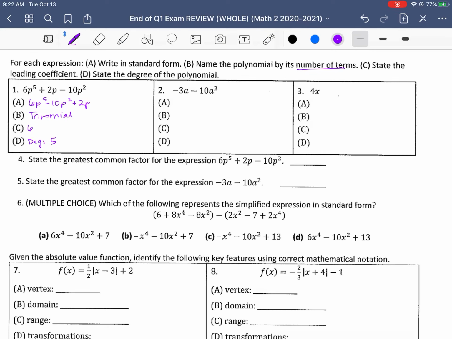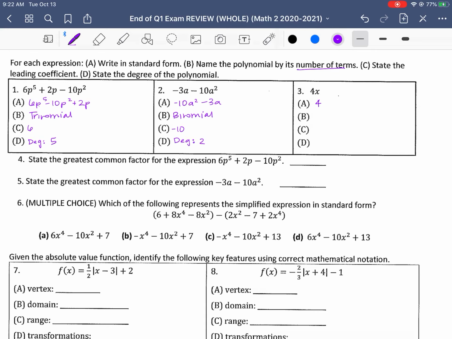On the next one again, the negative 10a squared. A squared is larger exponent than the negative 3a, so we're going to move that. This one only has 2 terms, so we would call it a binomial, and that leading coefficient out front is negative 10 this time, and its degree, if you look at that highest exponent, is only a 2.